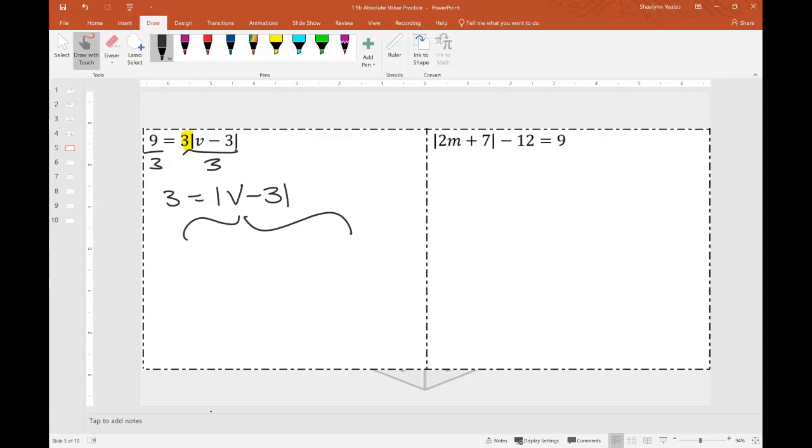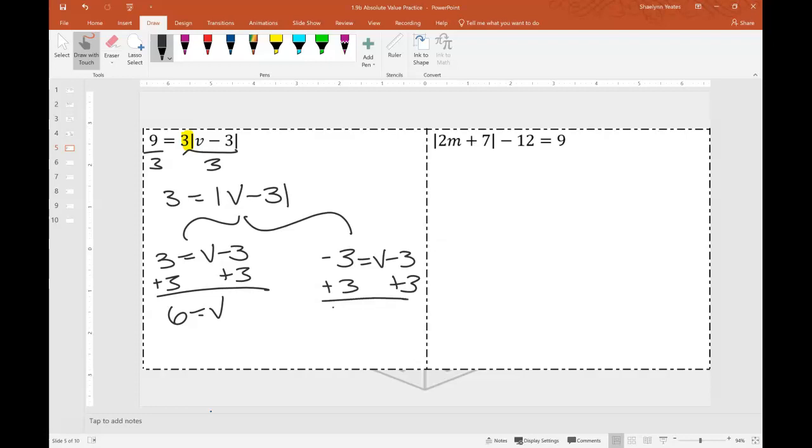So what is the distance of 3 from 0? So I've got 3 equals v minus 3. But I also have negative 3 equals v minus 3. From here, I'm going to add 3 to both sides on the left. And I get 6 equals v. And on the right, when I add 3 to both sides, I get 0 equals v. So v equals 0 and 6.